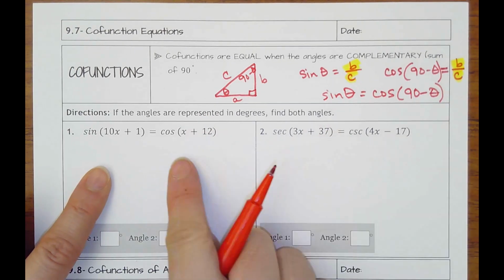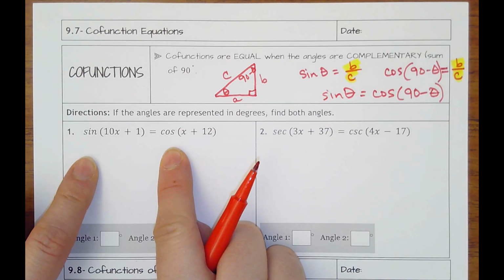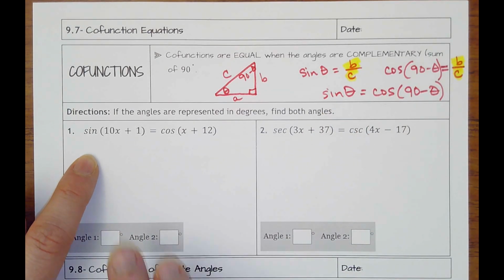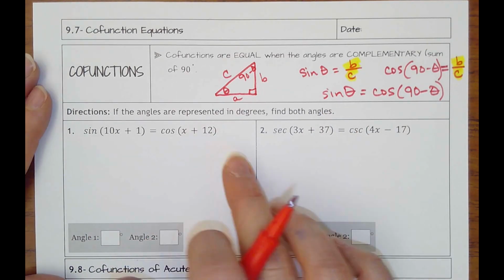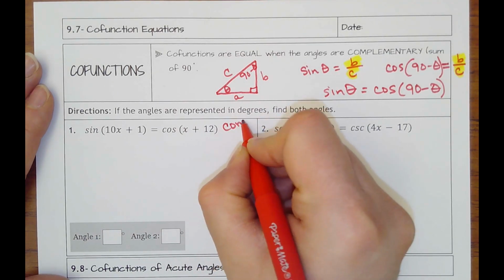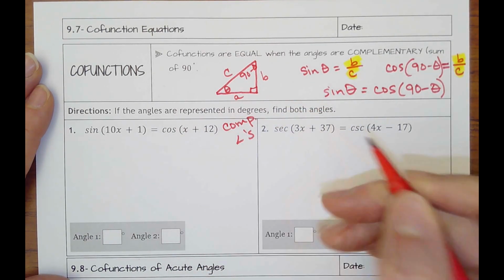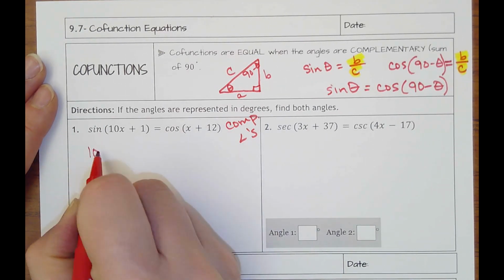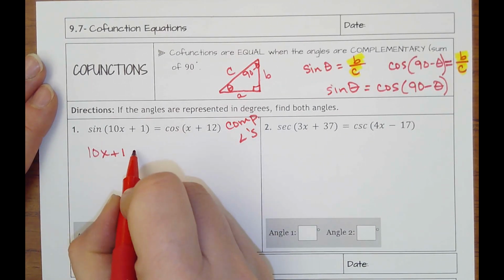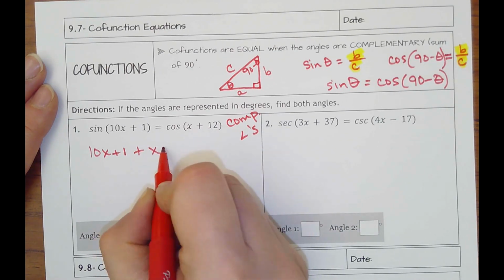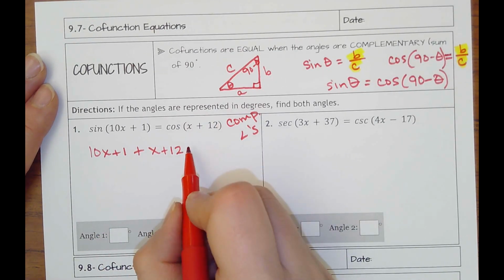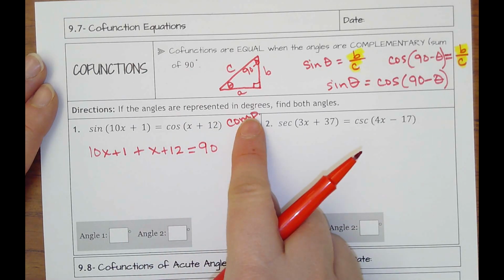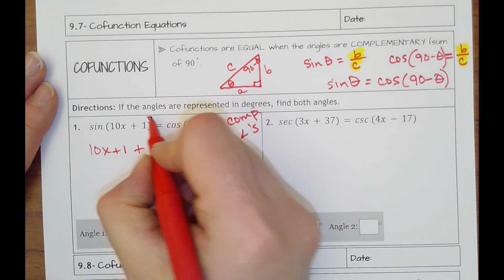So that's kind of what our first equation looks like, right? Sine of something equals cosine of something. But again, we're not saying they equal each other. We're saying they are complementary angles, which equal 90. So all I have to do is say that this angle plus this angle will equal 90 degrees, because it tells me the angles are represented in degrees.